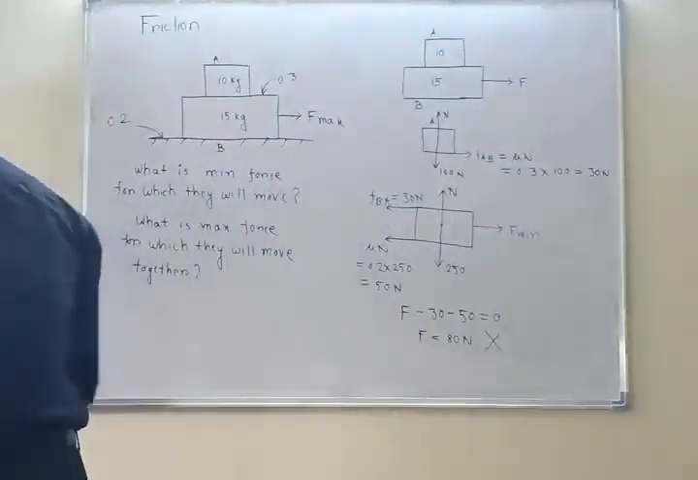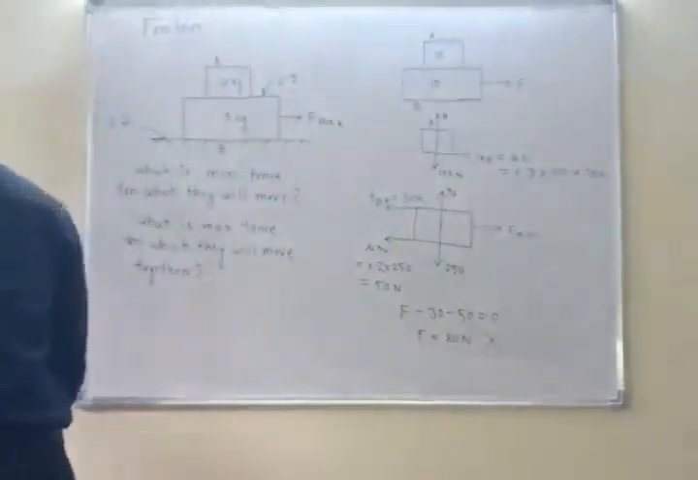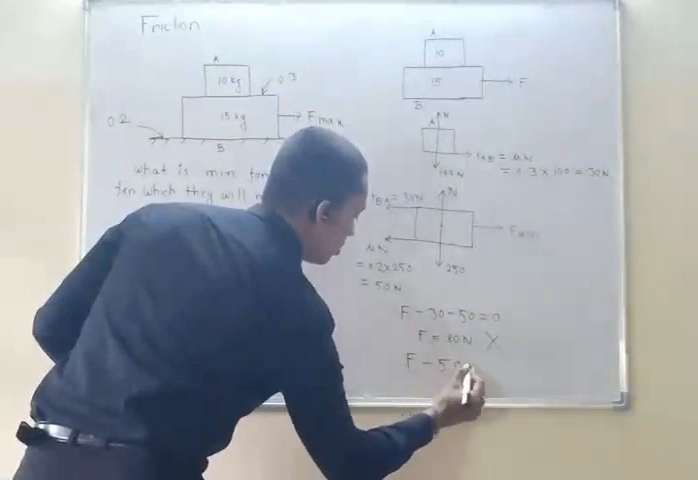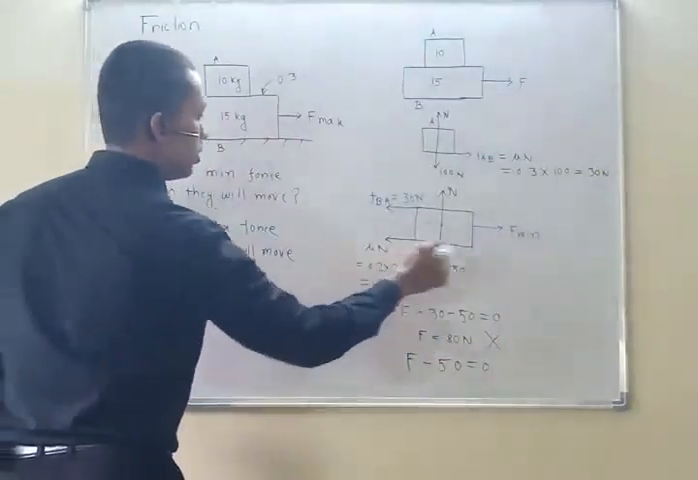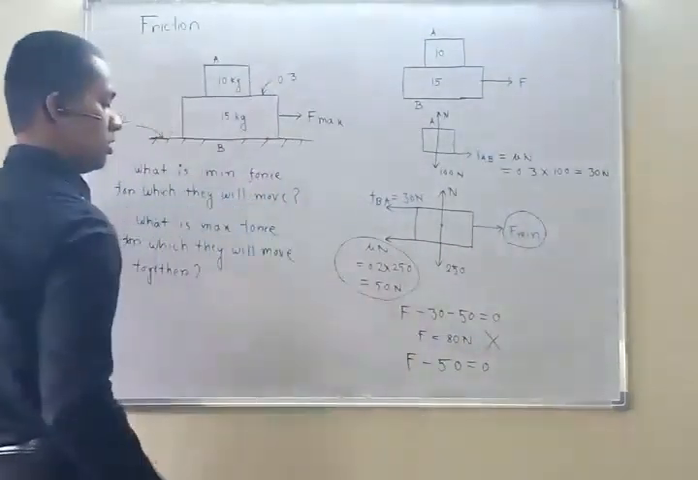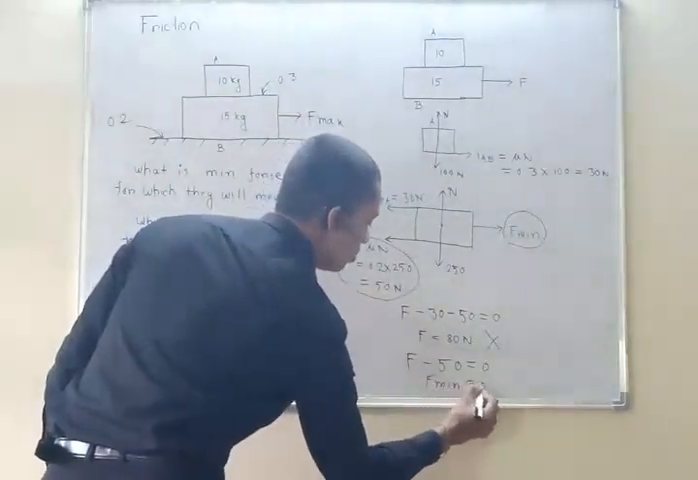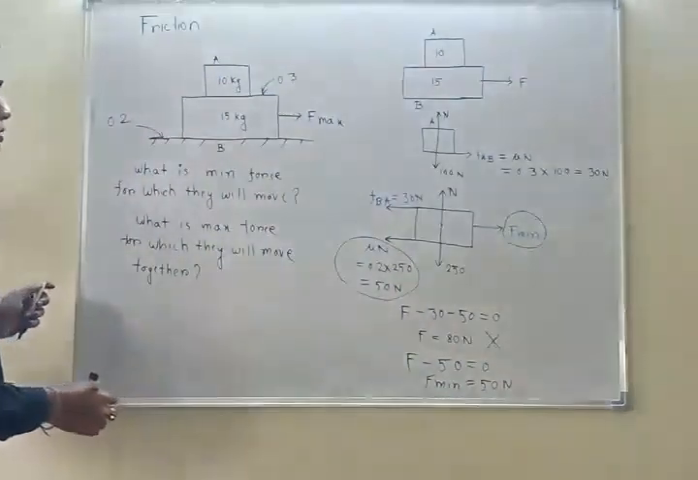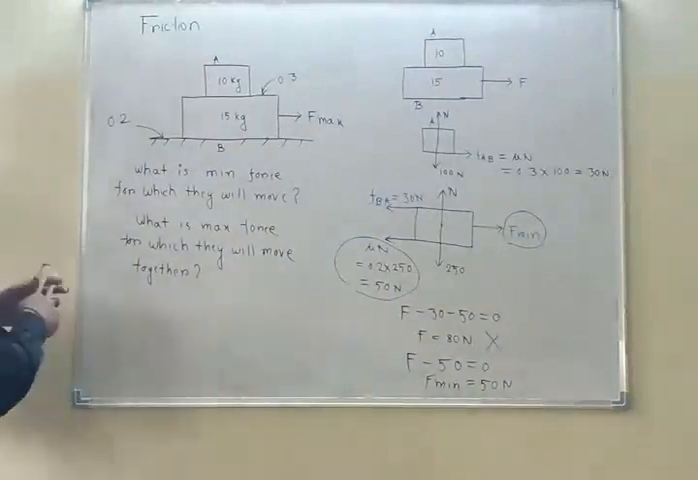Okay, so F minimum I am writing like this: F minus only 50 should be equal to 0. F minimum and this 50, only these two, equal to 0. So F minimum is equal to 50 Newton. So for any value greater than 50 Newton, they will start to move. So we have got a conclusion.